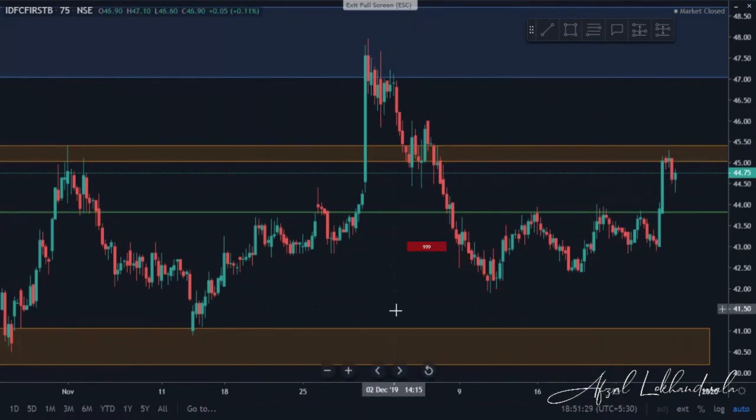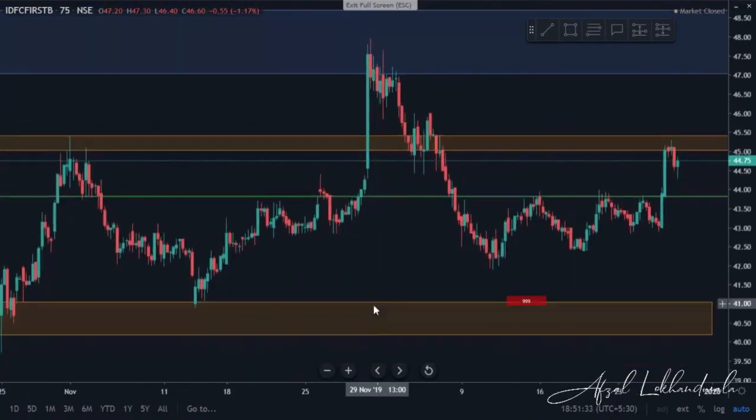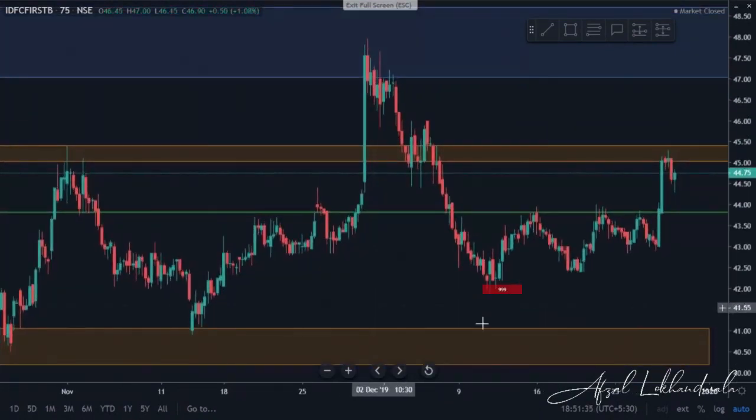As far as the support is concerned, is there any scope? No, I do not see any scope because there are not much rejections visible from this 75 minutes time frame. However, do you see any support from the 75 minutes time frame? Yes, I see a good support here.